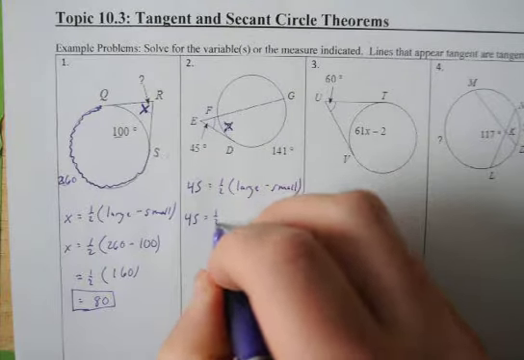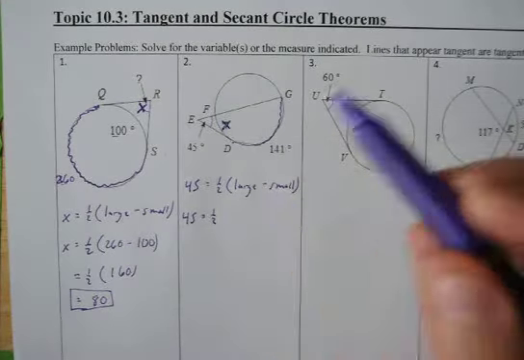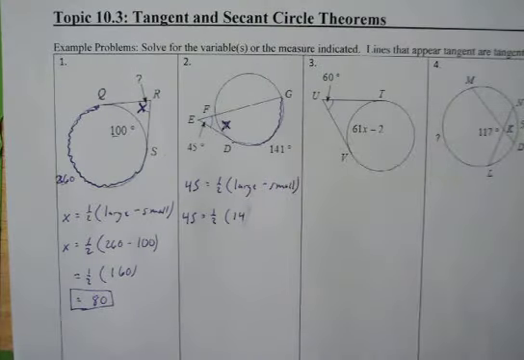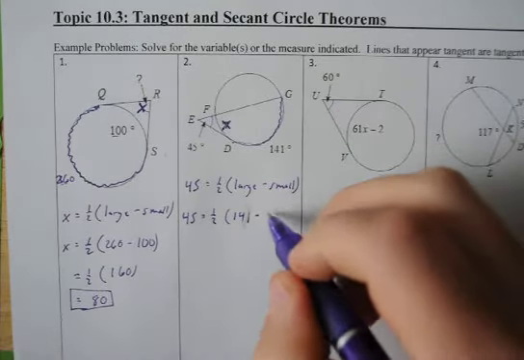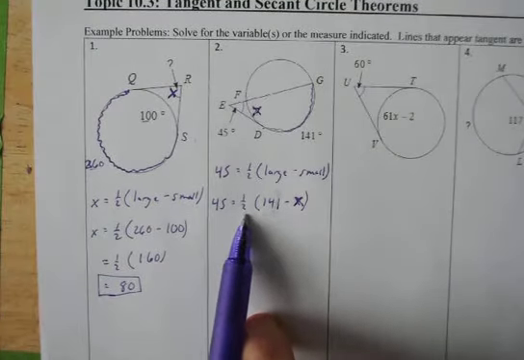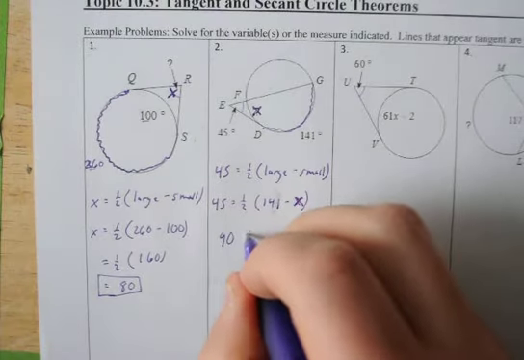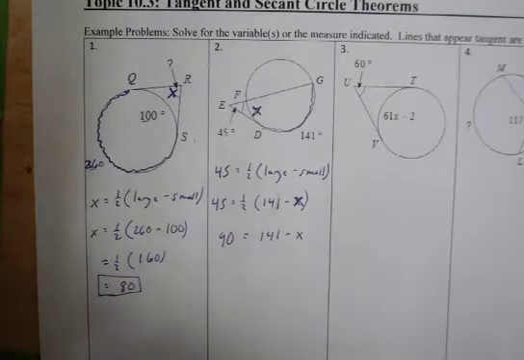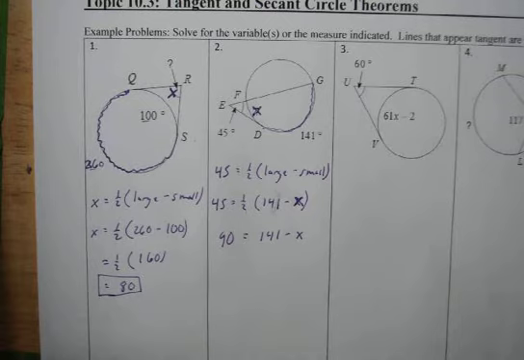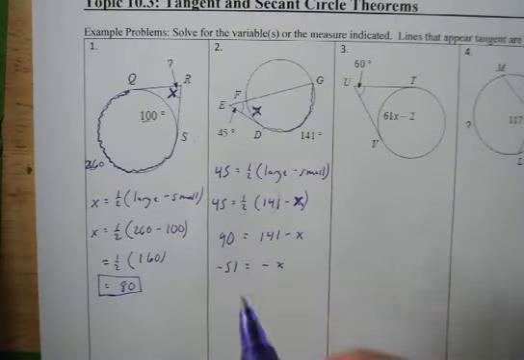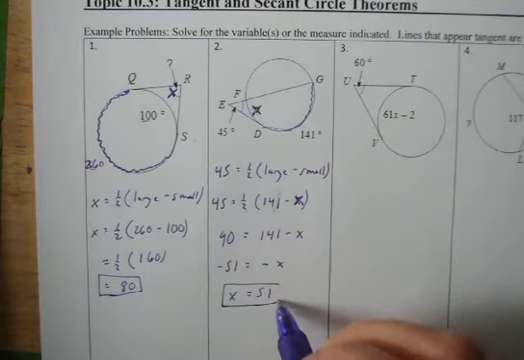So here we know that the large piece is 141. The small piece is our x, so in this case the x goes there. To get rid of the 1/2, I'm going to multiply the 2 over. You can think about it as 141 minus whatever, but bring the 141 over, and you get negative 51 equals negative x, and x equals 51 when you work that out.